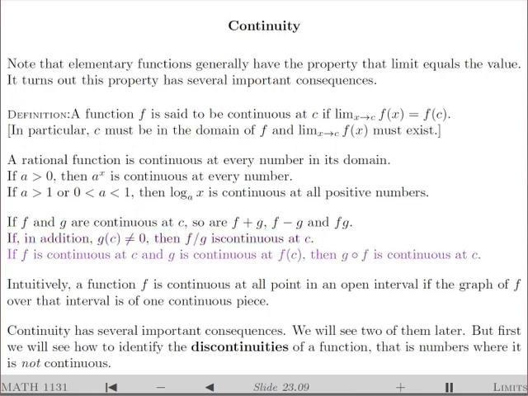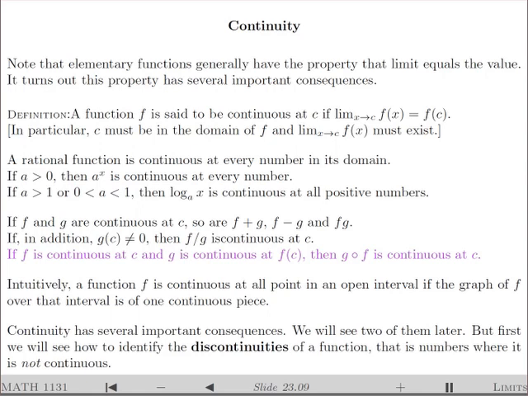Compositions of continuous functions are continuous. More precisely, if the outside function is continuous at the value of the inside function, and the inside function is continuous at c, then the composition is continuous at c.